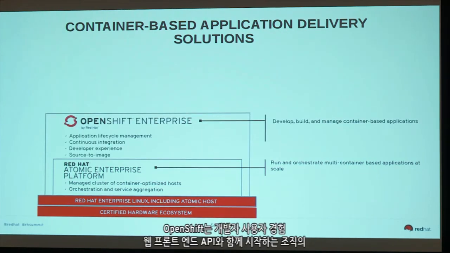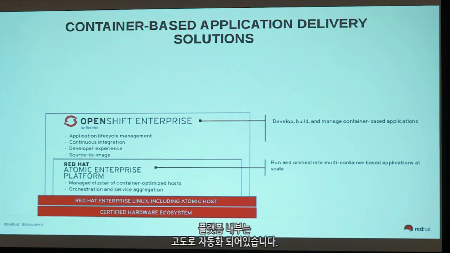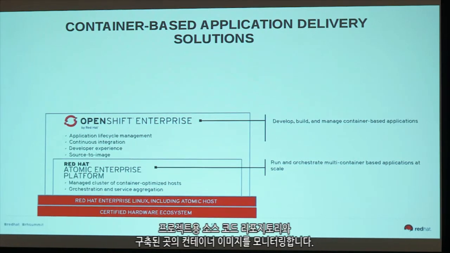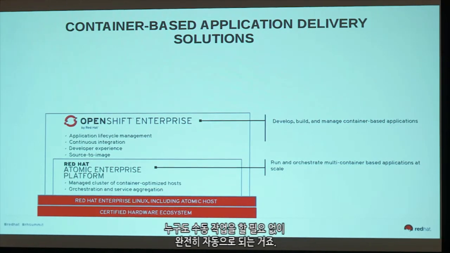OpenShift takes it up a notch by adding the technologies and features that are valuable and necessary for the developer or DevOps type organization, starting with the developer user experience, web front-end, API, the high degree of automation inside the platform. There's a feature called source to image, which monitors the source code repository for a project and the container images from which it builds. And if it detects a change, it automatically builds the new container and can even deploy it if that's what you want. All automatic without anybody doing any manual work.